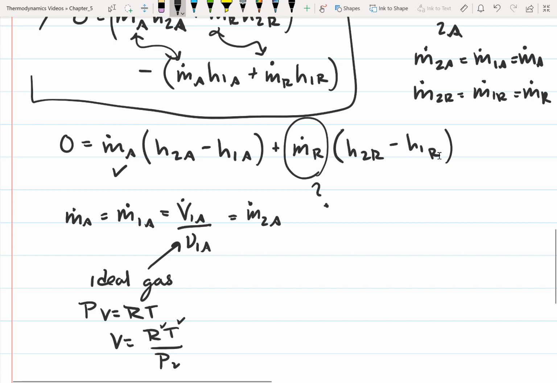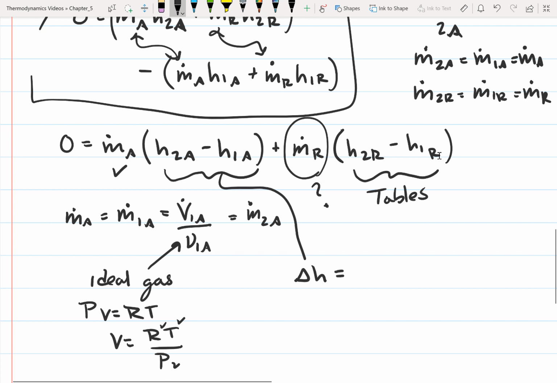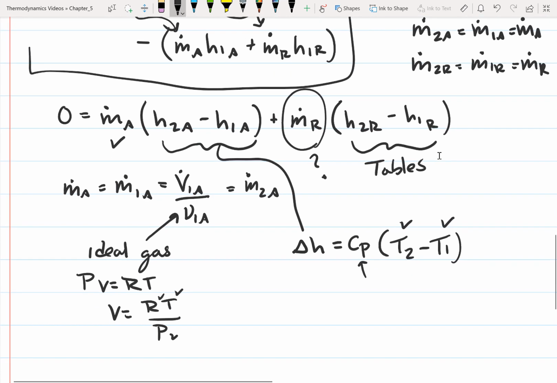So we need to figure out a way to get the enthalpies. For the enthalpies of the refrigerant, we're just going to look these up on the tables. That's pretty easy because we're given all of the property data that we need to look those up. And then for the enthalpies for the air, we can do this a couple of different ways. Since this is an ideal gas, we know that the change in enthalpy is equal to C sub P (T2 minus T1). So we can calculate this using a specific heat, and then we would just look up the specific heat at the average temperature, and we know T2 and we know T1, so we can calculate that.